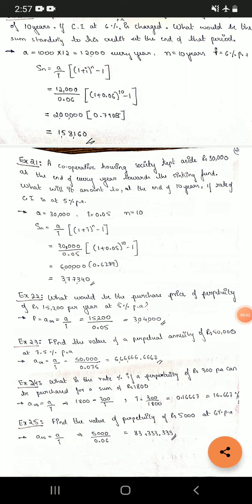Hello students. So today we will be solving the last set of problems on annuity concept.